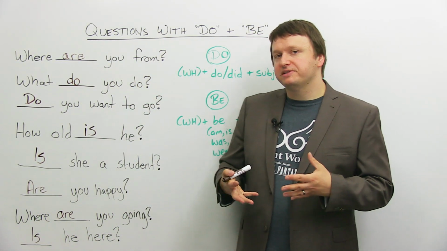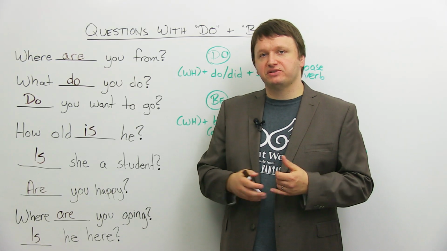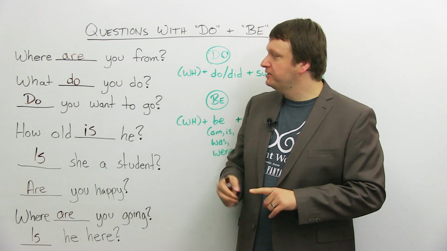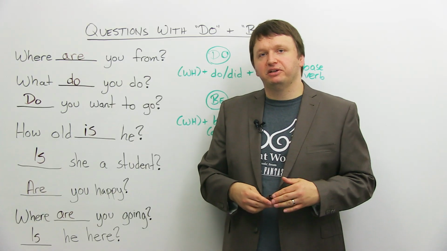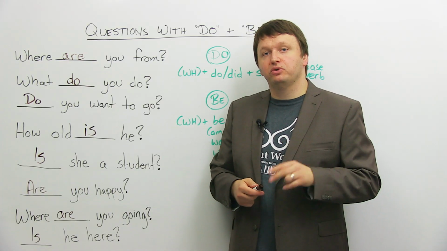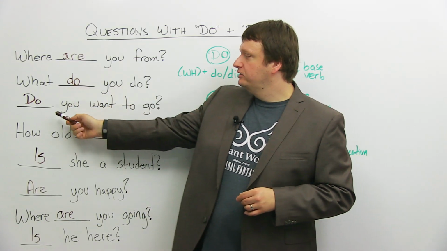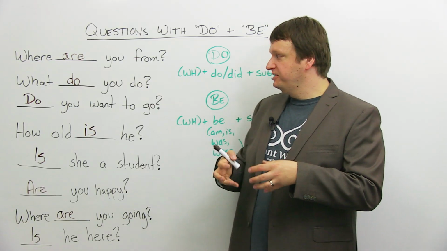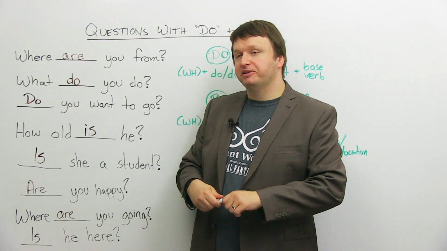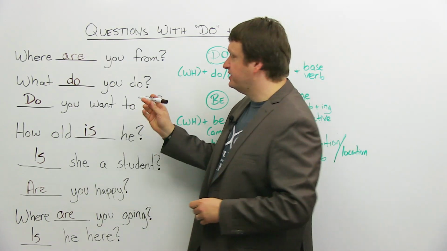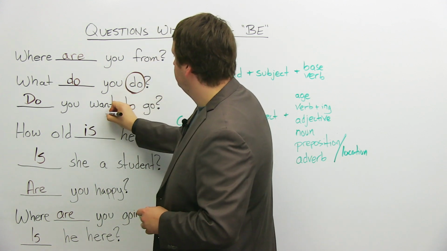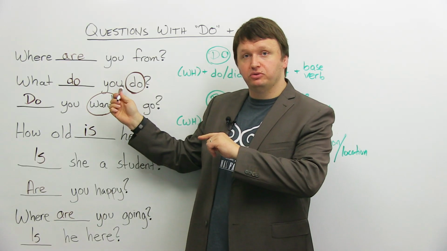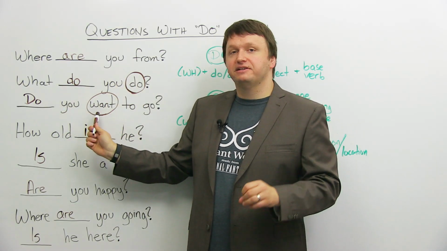Okay, so do you notice anything common about some of these questions when we use do and when we use be? The ones with be are a little more complicated, so let's look at the two examples we have with do, and you can tell me what is common to these two questions. What do you do? Do you want to go? Number one is an open question, one is a yes or no question, but they still have something in common. Specifically, they both use a verb, do and want. So here you see, what do you do? Do is a base verb. Do you want to go? Want is a base verb.